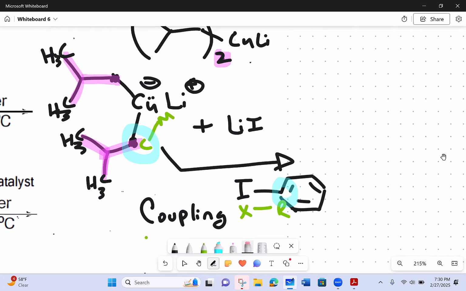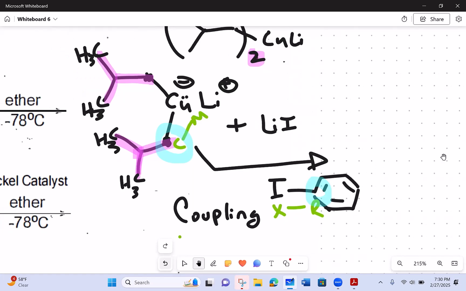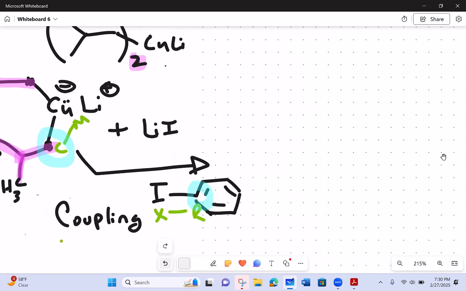So let's redraw the ring there. I agree with that. And let me redraw it how I have it. I don't want to confuse you. So it's this.